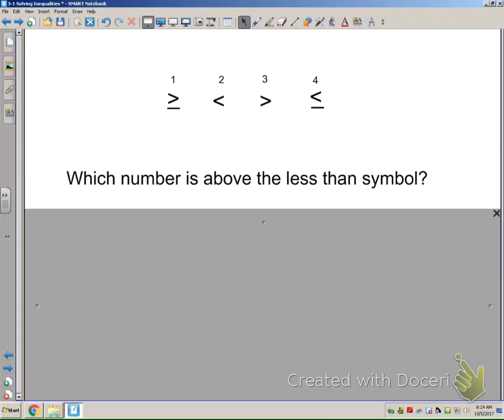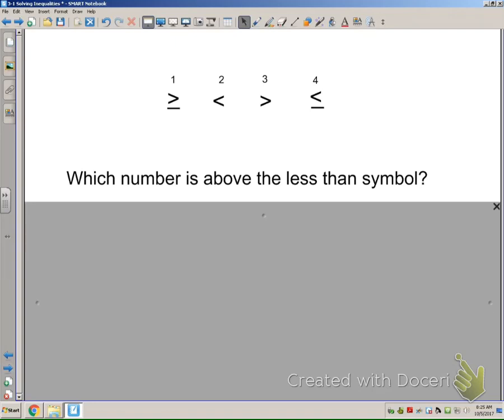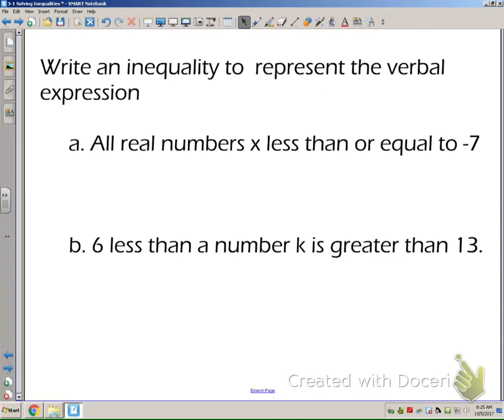So which number is above the less than symbol? If you look at each of those, the first one is greater than or equal to, the second one is less than, the third one is greater than, and then the fourth one is less than or equal to. So the number 2 is above the less than symbol. And I like to think of it as making an L with my finger, L for less than, and then I kind of squish it, look at it, a less than symbol. I don't know if that works for anybody else, but that works for me, so just an option.